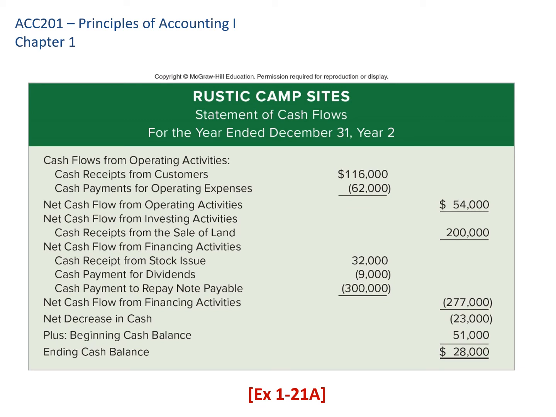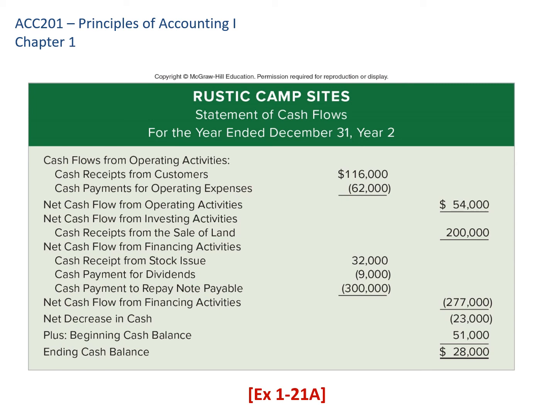For investing activities, the only thing that happened was we got money for selling land. So we had a net cash inflow for investing activities. For financing activities, we received some cash for issuing stock. We paid cash out for dividends to the owners, and we paid cash out to reduce our long-term debt. So cash flowed out of the company for financing to the tune of $277,000.